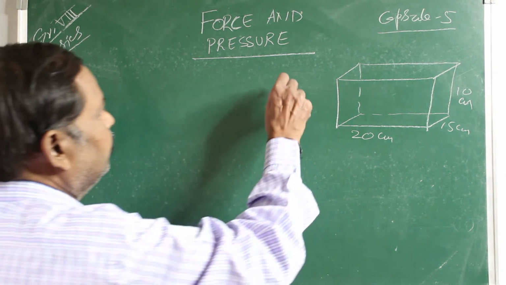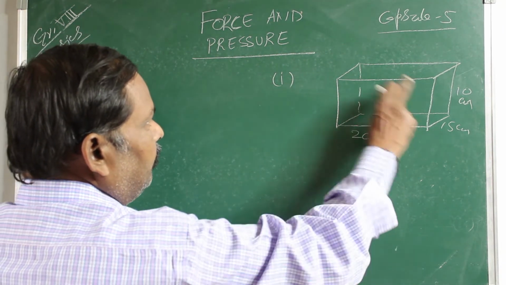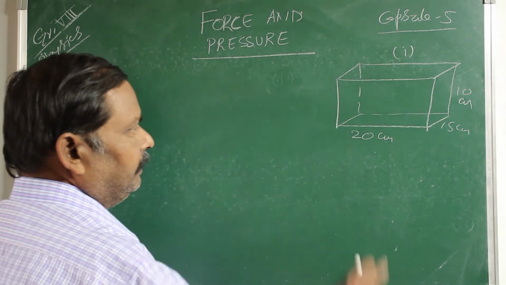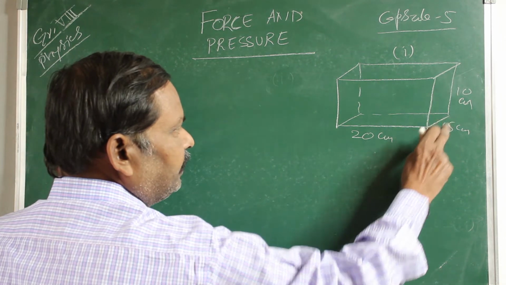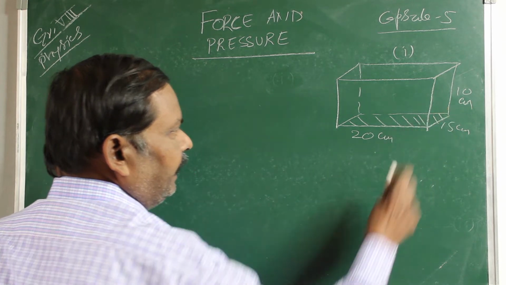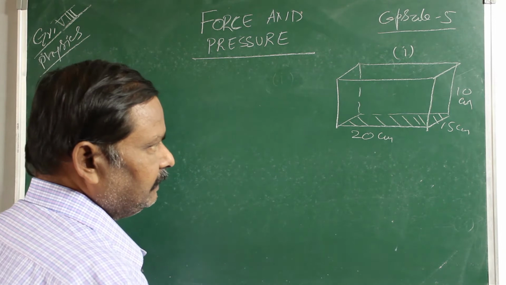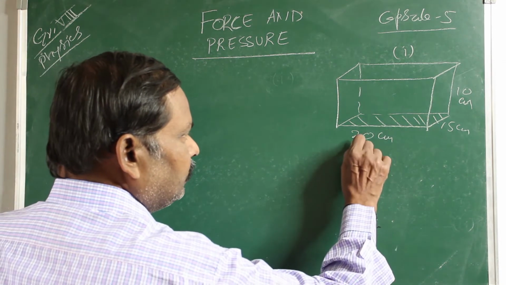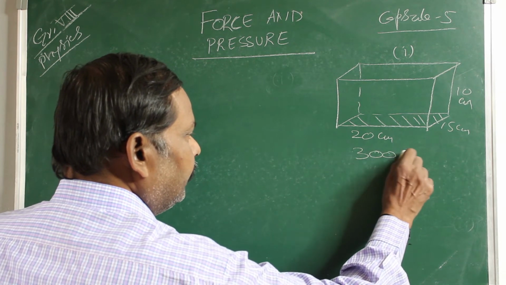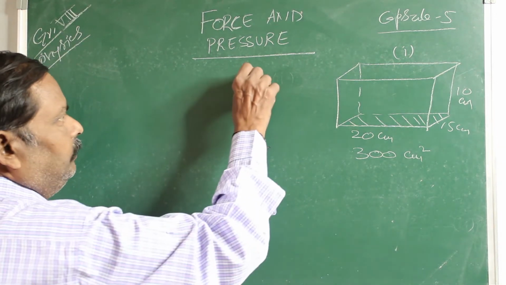So the first position is the same position. You can take this as the first position. That means 10 centimeters and 15 centimeters. This rectangular surface is in contact with the table or any surface on which the body was placed. And the area of this surface is 20 into 15, 300 centimeter square.